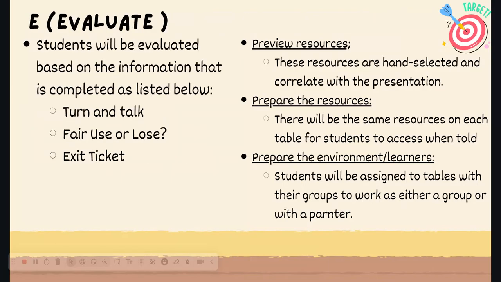And then evaluate. Students will be evaluated based on the information that is completed as listed below. The turn and talk: the teacher and I will walk around and facilitate and listen carefully. Fair use or fair lose: that particular activity I will also use to collect data and evaluate. And then their exit ticket will follow a rubric. So the entire thing will have a rubric that I'm going to show you.